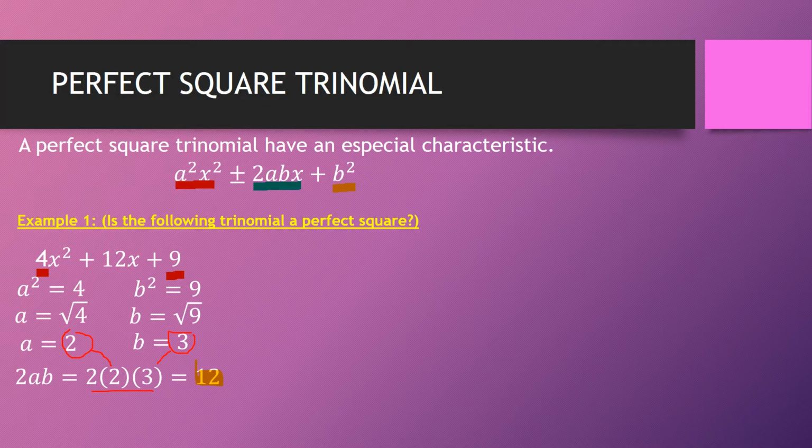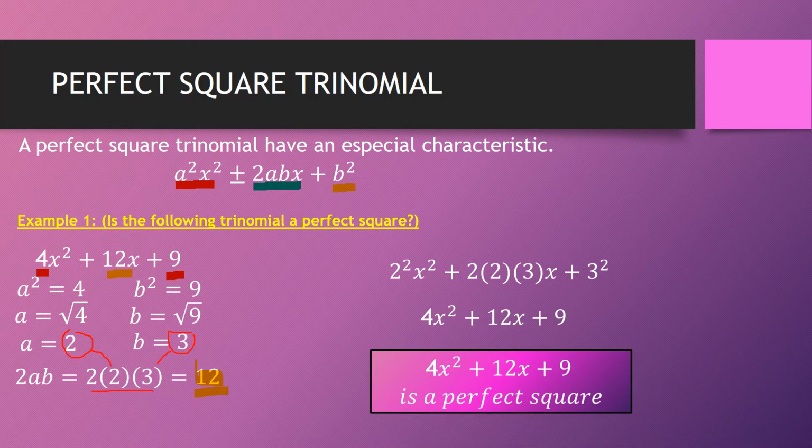Now I'm going to check the coefficient of the term with x to the first power here, in this case it is 12. You see, this value is 12. Because this value is 12, corresponding to the product 2ab, we can conclude that 4x squared plus 12x plus 9 is a perfect square.